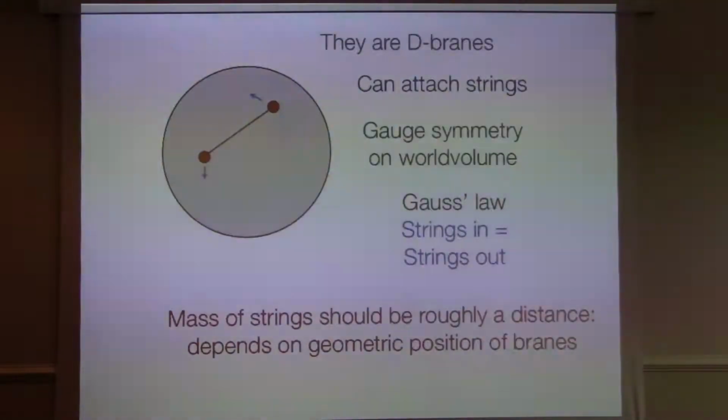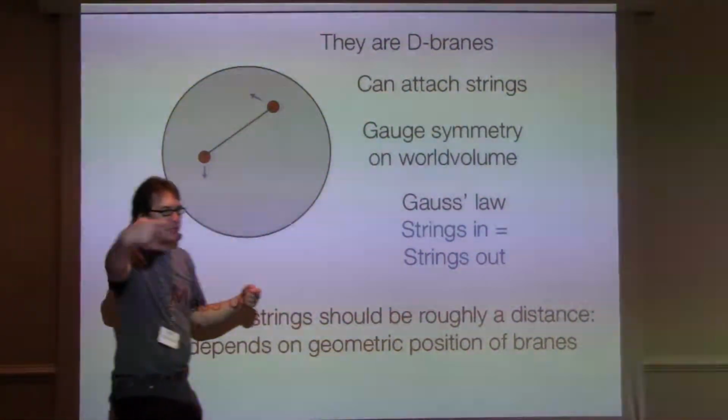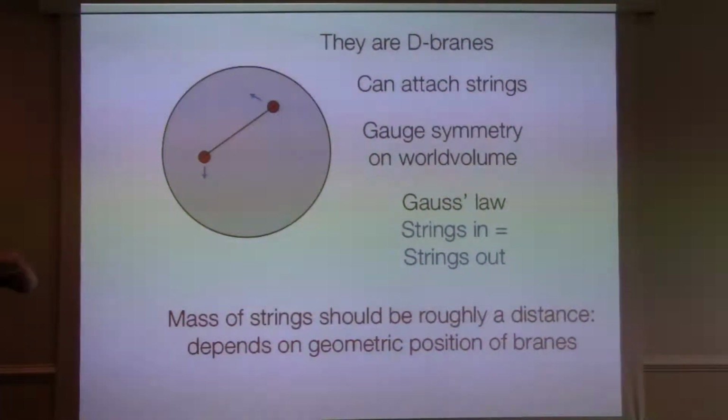And then, as I said, they're Dbranes, you can attach strings. Dbranes have a gauge symmetry on the world volume, so you have to have as many strings coming in and out. That's reflected in the fact that you have to have a Young tableau for upper indices and for lower indices, and however many boxes you added in the upper indices need to show up in the lower indices as well. Okay, so the Gauss's law is basically strings in equals strings out, and that comes out automatically. And then the mass of the string should roughly be a distance.